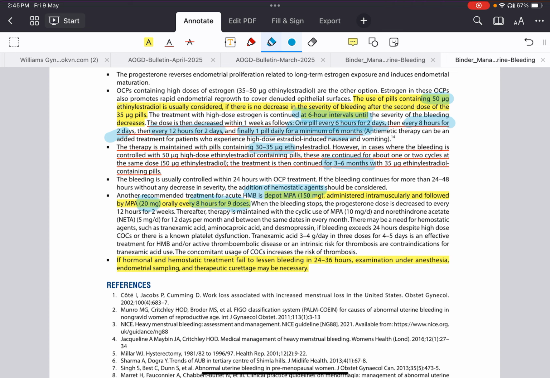If hormone pills or hemostatic treatment fail within 24 or 36 hours, then you'll go for examination under anesthesia, and therapeutic use is necessary. So the pill dosage is increased in management.